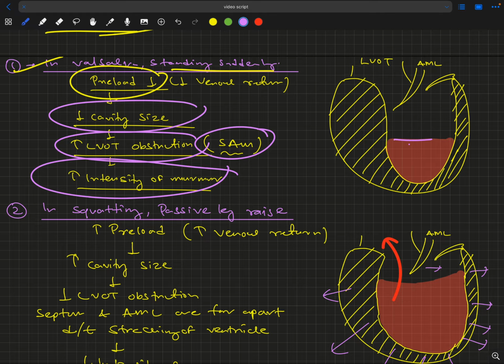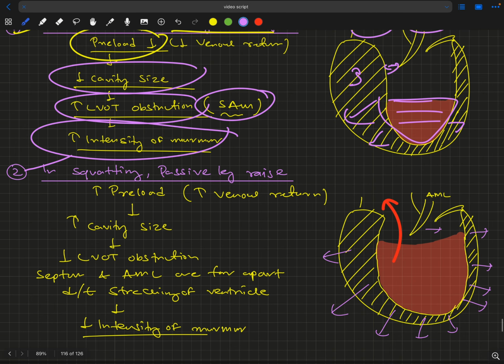When there is less blood, there will be less stretching of the ventricle. So this anterior mitral leaflet and this septum are closer to each other. When they are close, they will cause obstruction of the left ventricular outflow tract. When the blood passes through the narrow channel, there will be turbulent flow, so the murmur will be loud. So when there is less blood inside the ventricle, the anterior mitral leaflet and the septum are close to each other. They will create a narrow passage for blood, and when this blood passes through this narrow passage, there will be a loud murmur.